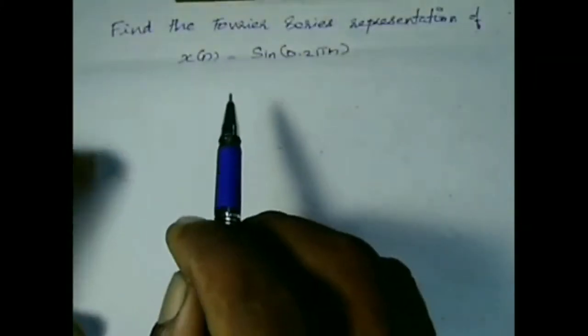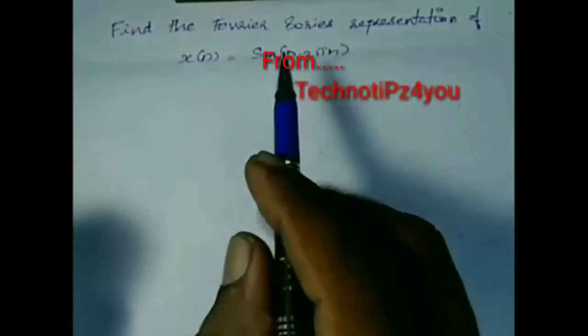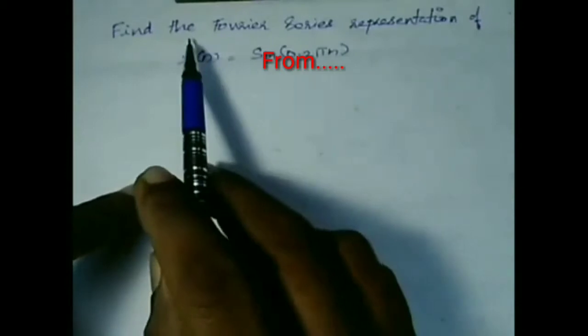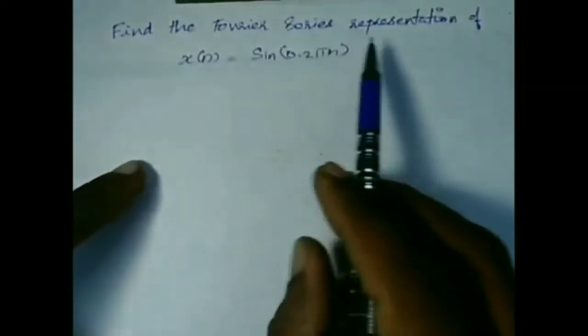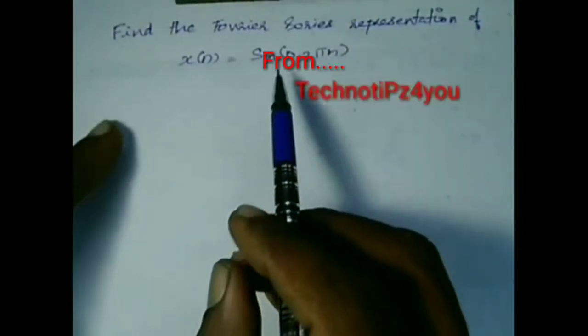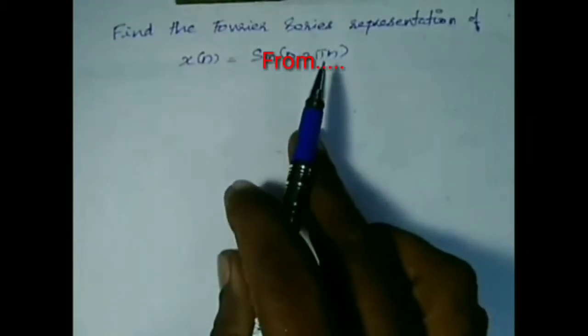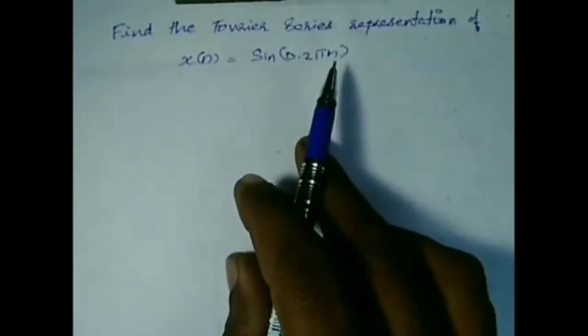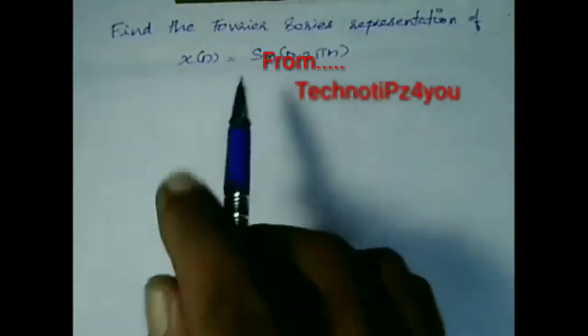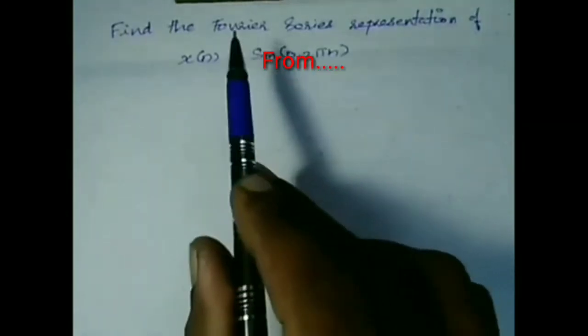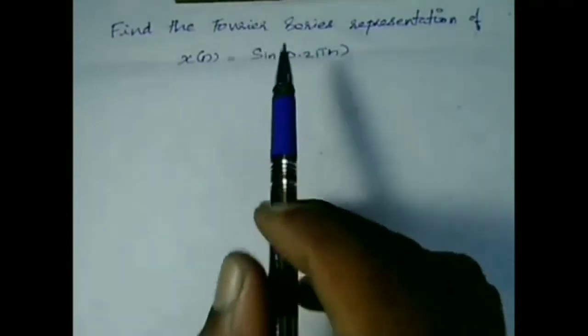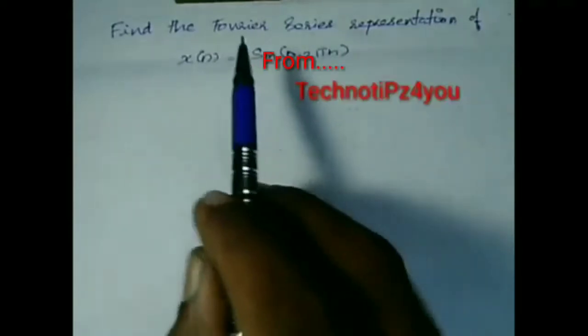We are going to solve a problem regarding the discrete time Fourier series. This is the question given: find the Fourier series representation of x of n is equal to sine 0.2 pi n. Then how can we identify which type of Fourier series this question belongs to?